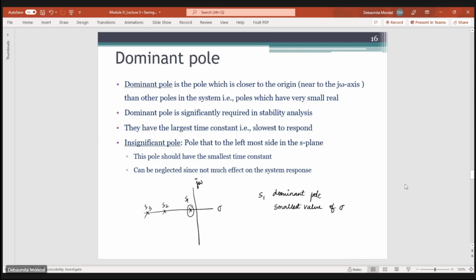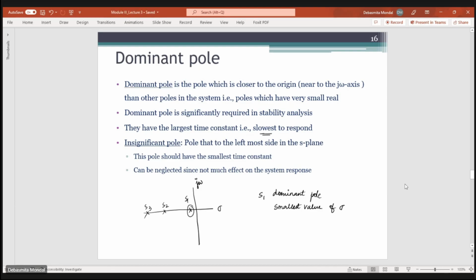Okay, and the other significant property of this dominant pole is that it has the largest time constant. Largest time constant means it is the slowest to respond. So by definition, it is the pole lying closest to the origin, and it has the largest time constant. That means the effect of this pole on the system response is the slowest, the most slow component of the overall response.